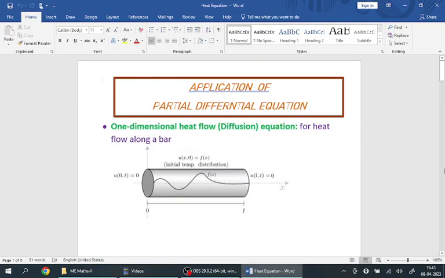Hello everyone. This one is our second video on the application of a PDE. So in this video, you are going to learn about two applications, one-dimensional heat flow and two-dimensional heat flow.